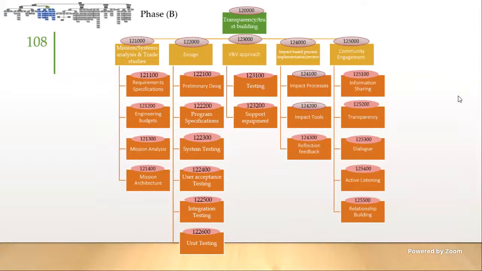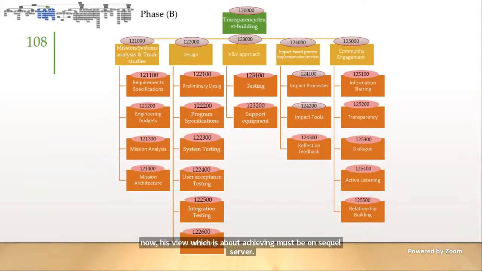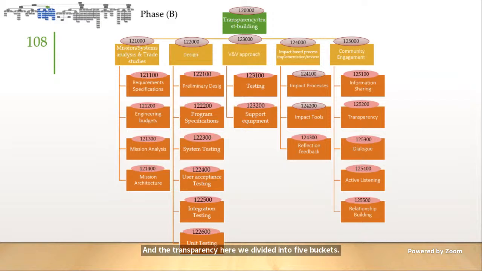So now I will talk about phase B, which is about achieving transparency for the project. The transparency here, we divided into 5 parts. The first thing is mission analysis and trade studies. This is achieved by implementing the requirements specification, setting good and transparent engineering budgets, and carrying out mission analysis and mission architecture correctly. The second part is about the design, an accurate preliminary design of the project in its earlier stages, and its fulfillment of the program specification.